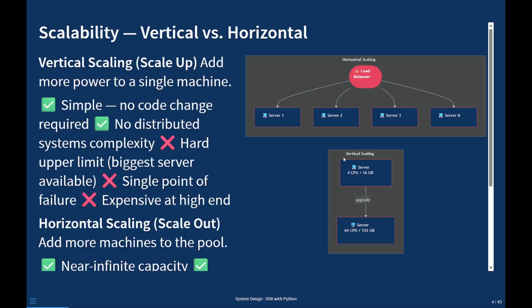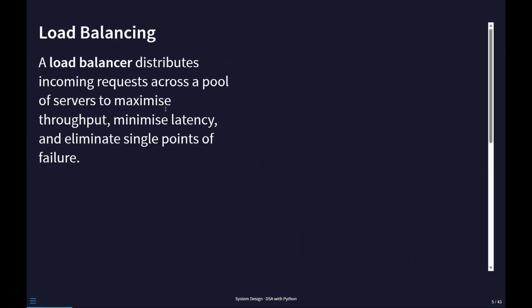Vertical to get the most out of each individual node, and horizontal to add aggregate capacity. Next, once you have multiple servers, you need something in front of them to decide which server handles each incoming request. That is the load balancer. A load balancer distributes incoming requests across a pool of servers to maximize throughput, minimize latency, and eliminate single points of failure. Without it, horizontal scaling doesn't work.